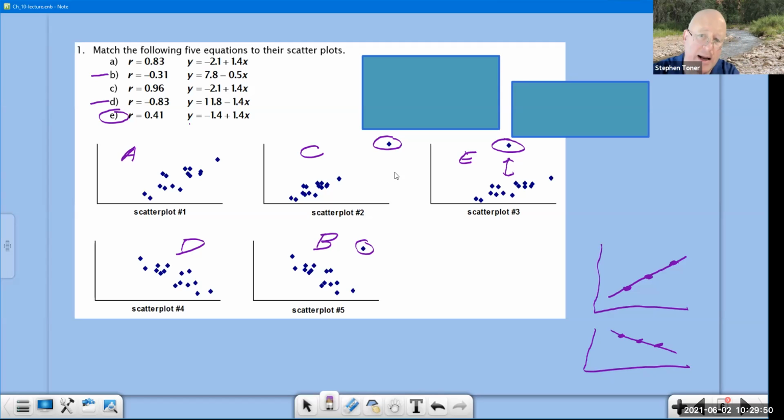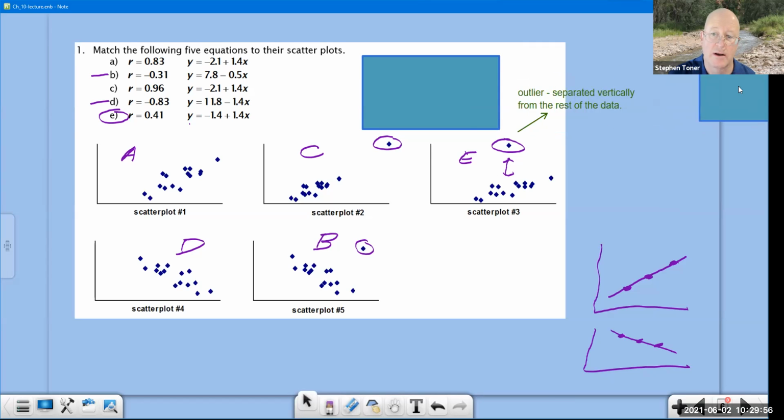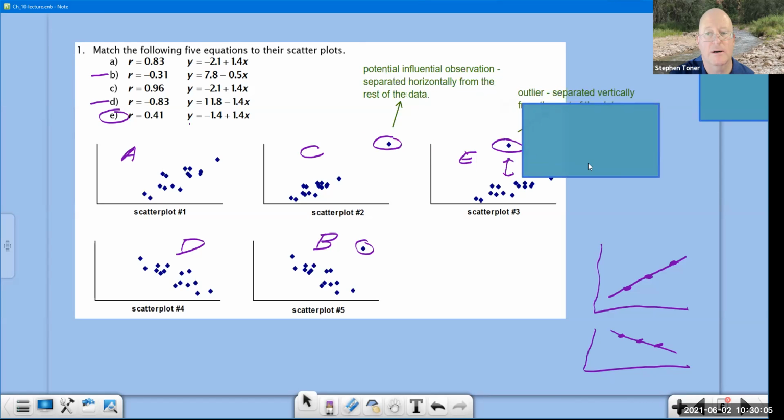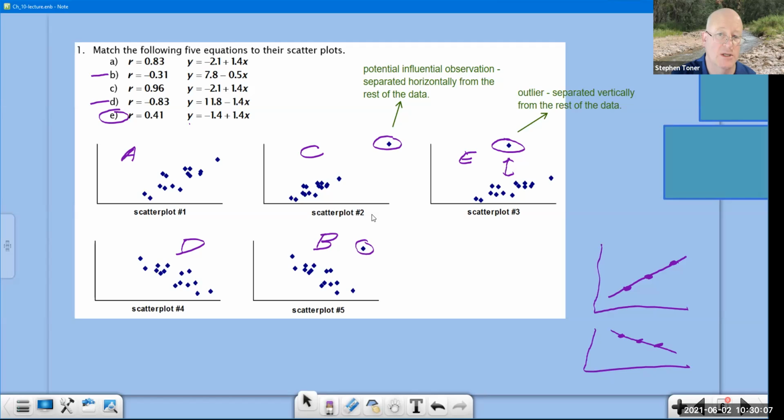Now let's talk about what we're seeing here. We're going to begin with this first one here. This point we said is vertically separated from the others, so that would be considered an outlier. Whereas on scatter plot 2, that would be a potential influential observation point because it's separated horizontally from the rest of the data, and that's what makes it a potential influential observation point.